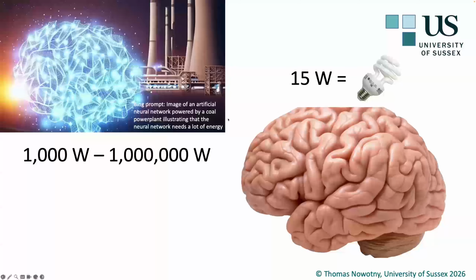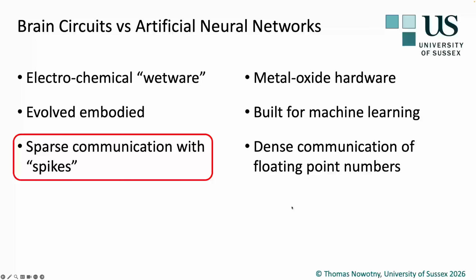Now, what differentiates these systems? How are they different? Well, clearly the brain, as I call it here, is electrochemical wetware. It's operating on neurons that are made of membranes, and there are liquids in there with ions that flow through the membranes and so on. It's very different from the metal oxide hardware that we have in the CMOS-based GPUs.